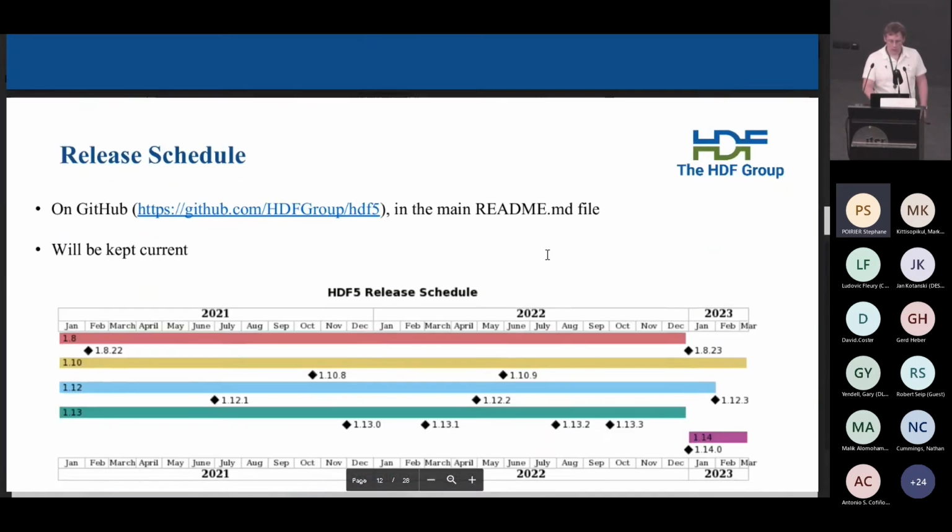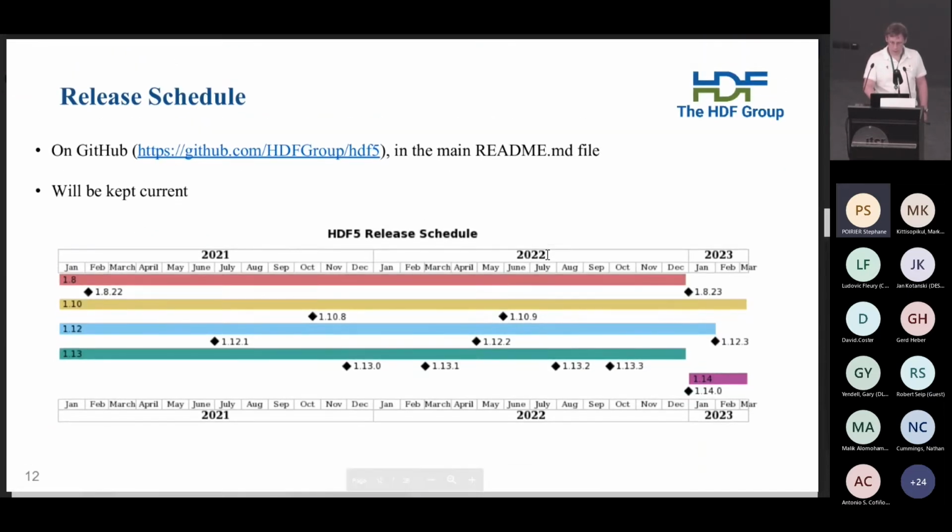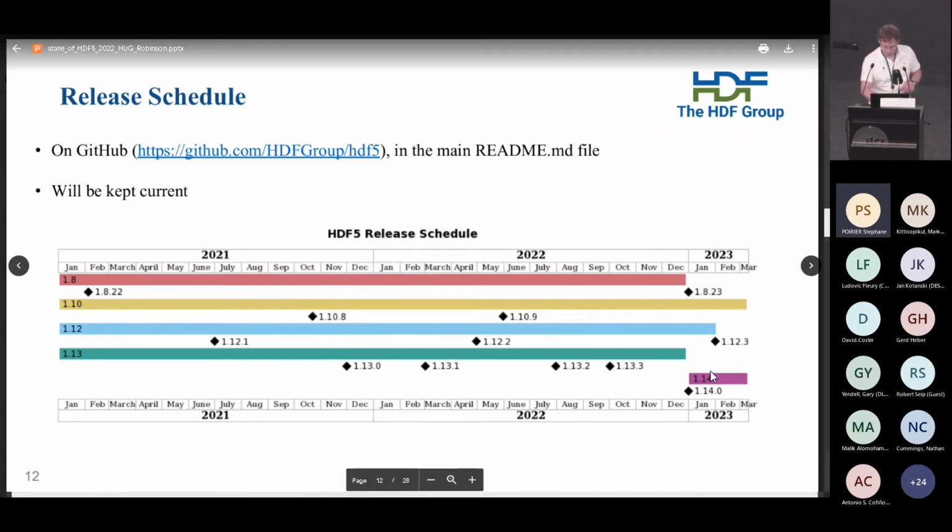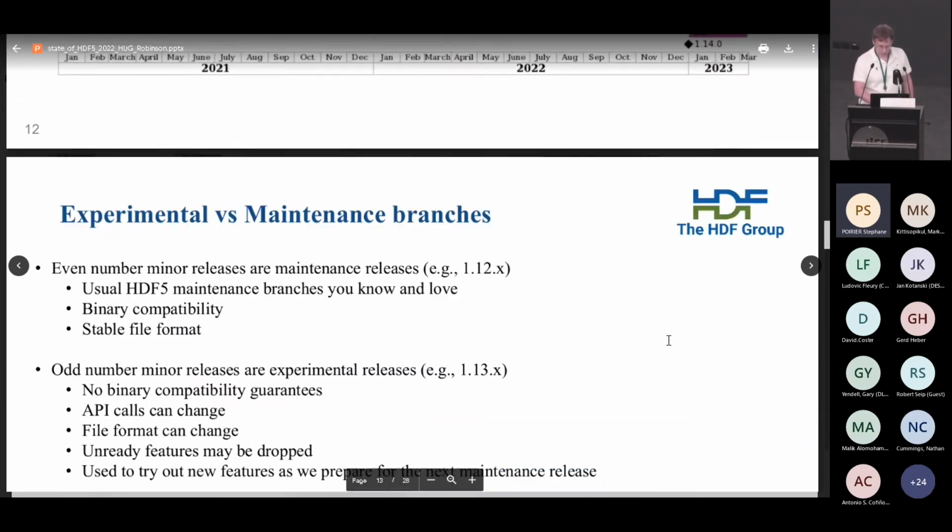So releases. We have a release schedule that we now put on GitHub. It's in the readme.md file, so whenever you go there, you can see this, and we will keep this current. In fact, what we're looking at right here was just updated by me. I don't think it's even up on the official GitHub yet. This is all super brand new. You can see the different versions that we have on here. We have 1.8, we have 1.10, we have 1.12, we have 1.13. I backed it up to 2021, so you can see where the previous versions were, and I have it forecasted out until 2023. And I'll slide this window along as time goes on.